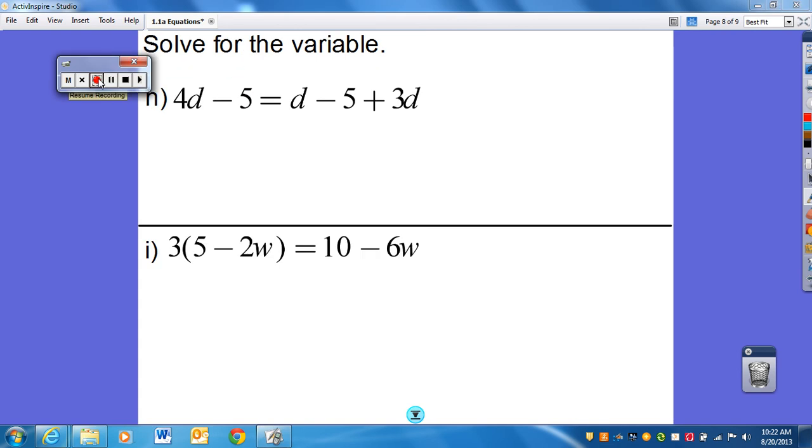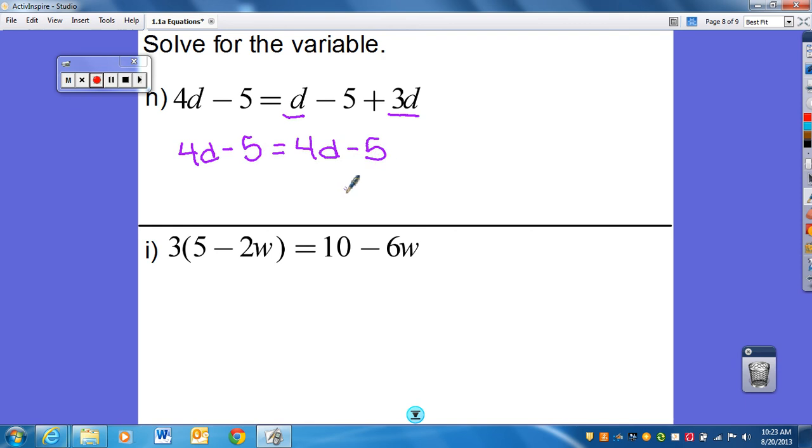Couple of more quick examples. The first one, we have 4d minus 5 equals d minus 5 plus 3d. Again, the d and the 3d are on the same side of the equal sign. We need to combine like terms. So when I do that, I have 4d minus 5 is equal to 4d minus 5.